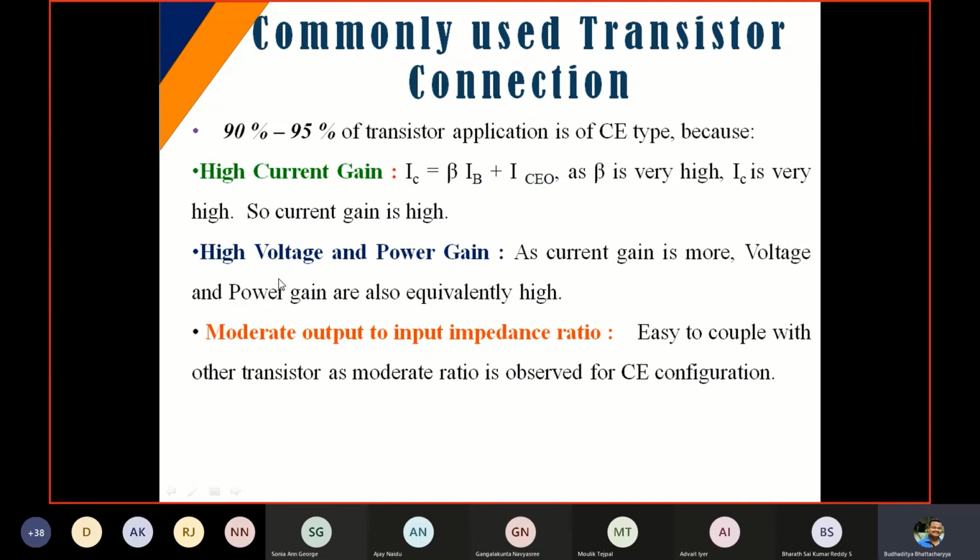Second, as it has the advantage of high IC, naturally it will have a high voltage and power gain as well, because if one current is high, naturally the other quantities will also be equivalently high. Another thing is the moderate output to input impedance ratio. That means it is easy to couple with other transistors, as a moderate ratio is observed for the CE configuration. So you can couple multiple transistors together in order to form one particular stage.